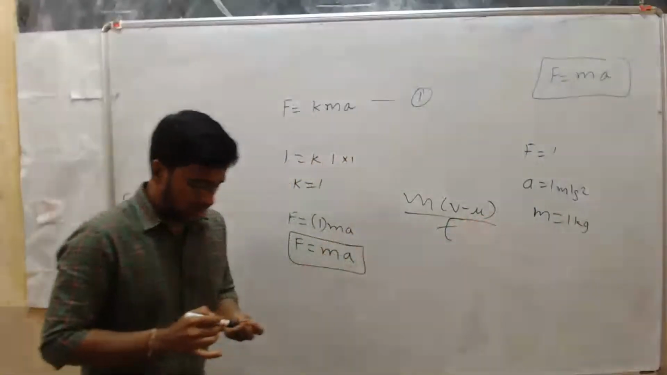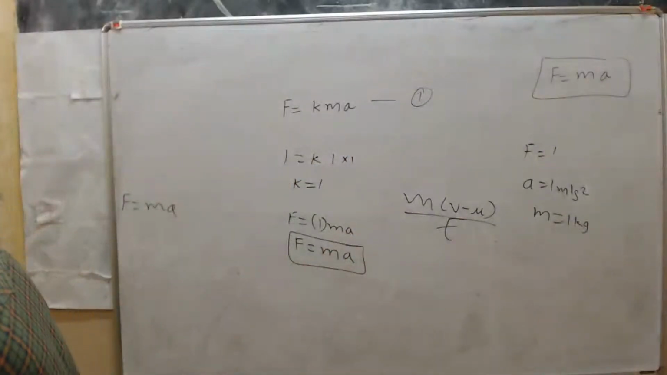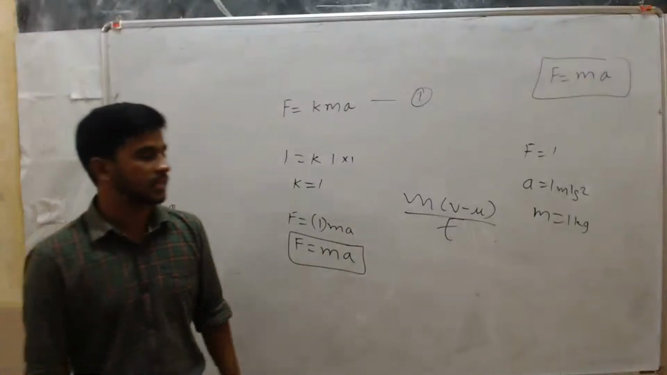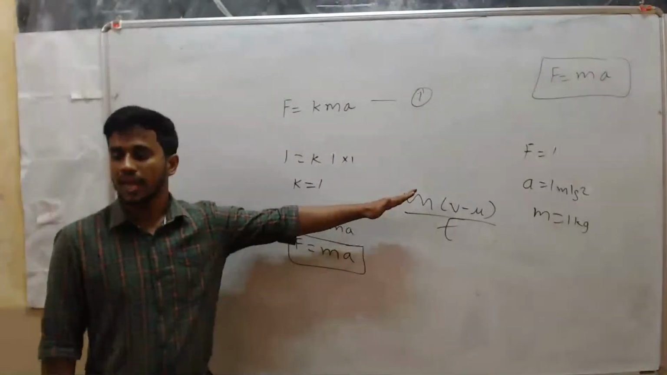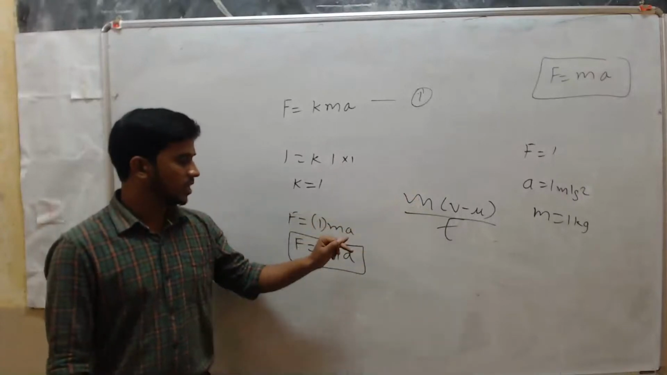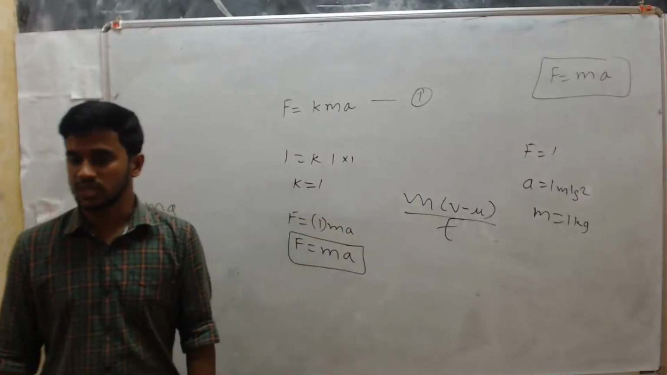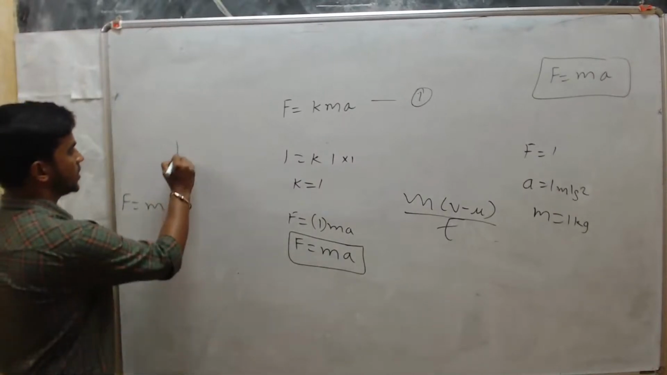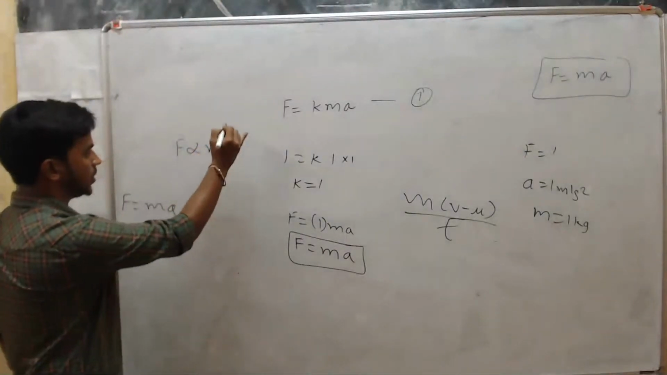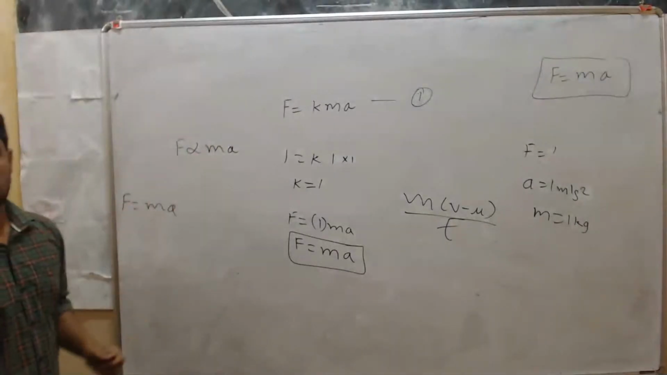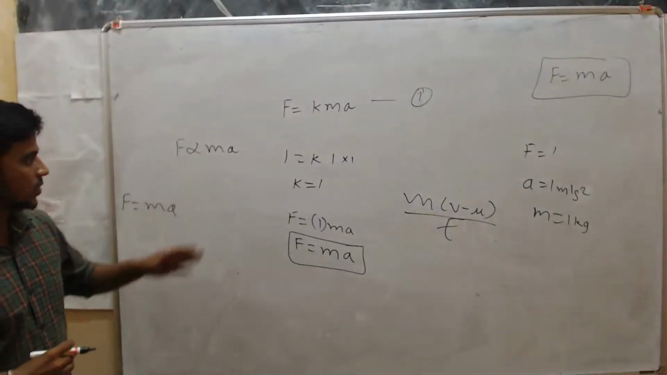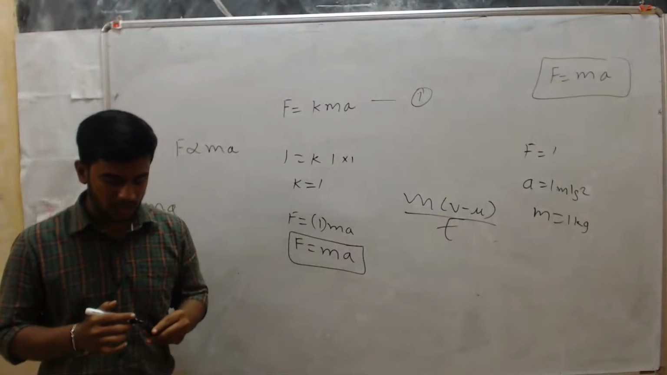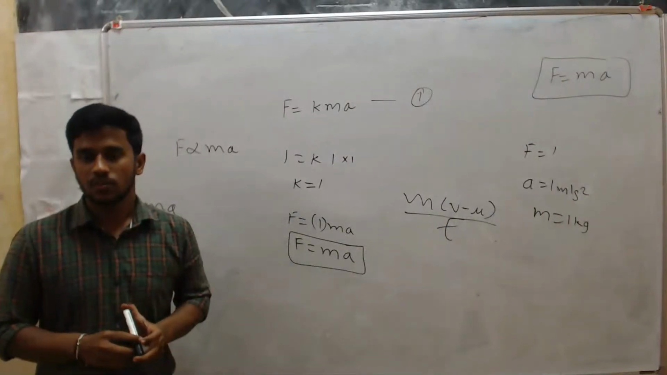According to the second law of motion, the rate of change of momentum is directly proportional to the applied force. That's why F is directly proportional to the rate of change of momentum. Later we got this equation, F is directly proportional to m into a. To remove this constant of proportionality, we introduced one constant k, the constant of proportionality.